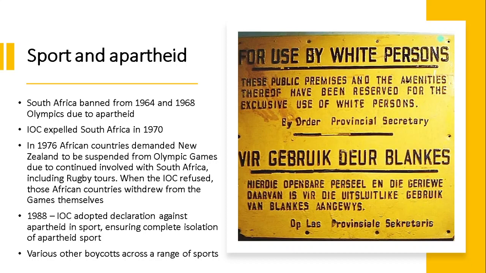This wasn't a government not dealing with unfair inequality. This was a government actively pursuing inequality based on race. The International Olympic Committee then expelled South Africa in 1970.